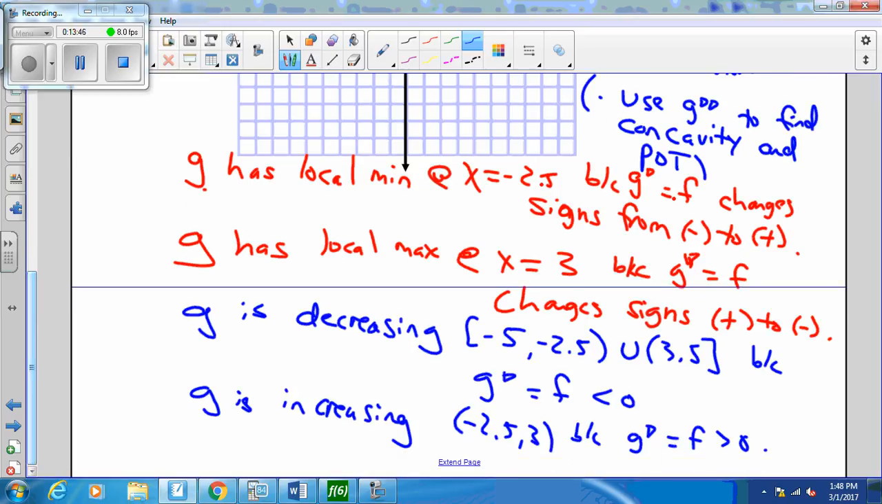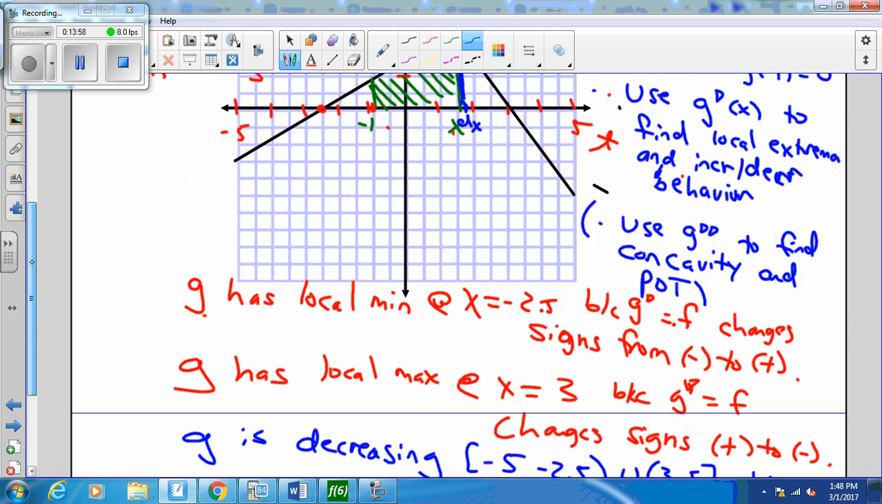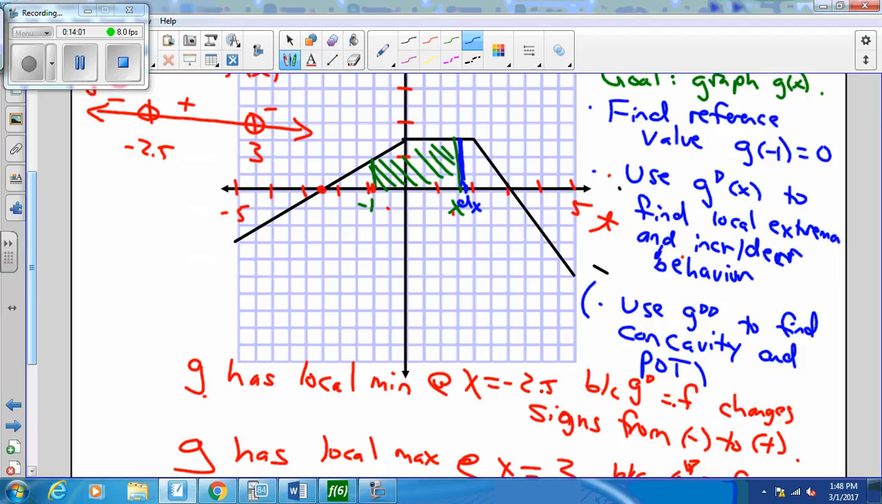Now, again, I cannot emphasize this enough. To get these results correctly, you really, really have to appeal to the sign of G prime theorem. Because if you try to just look at the graph, you're going to get it wrong, because F is increasing from negative 5 to 0, and it's decreasing from 2 to 5.